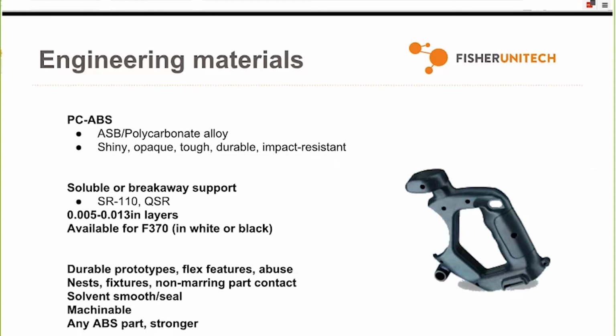Otherwise, it's only black. So I would suggest using PC-ABS for anything you would normally use ABS for, but which maybe needs to carry more of a load, or something that might be subject to bumps or some light abuse. Impacts, sort of drop proof. It really is a great low-cost choice for assembly fixtures, for nests, especially those that need to cradle finished parts, because it's non-marring. And if you need a smooth surface, acetone will dissolve it just like ABS or ASA.